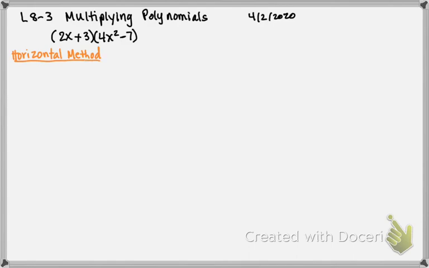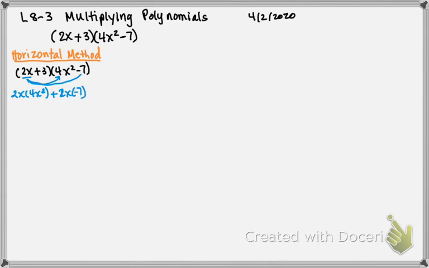So I take those 2 binomials, and I'm going to multiply everything of one polynomial with everything from the other polynomial. So it's going to look something like this. I'm going to take the 2x and multiply it by the 4x squared. And then I'm going to write always plus, and then I'm going to multiply the 2x times negative 7.